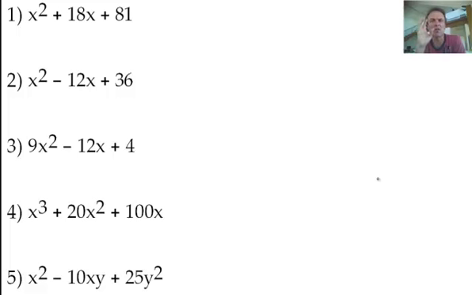It's a trinomial. How do you factor trinomials? Okay, so parentheses. Now this is just a nice simple x squared. So what are two numbers that make 81 when you multiply and 18 when you add? Well, that is 9 and 9.